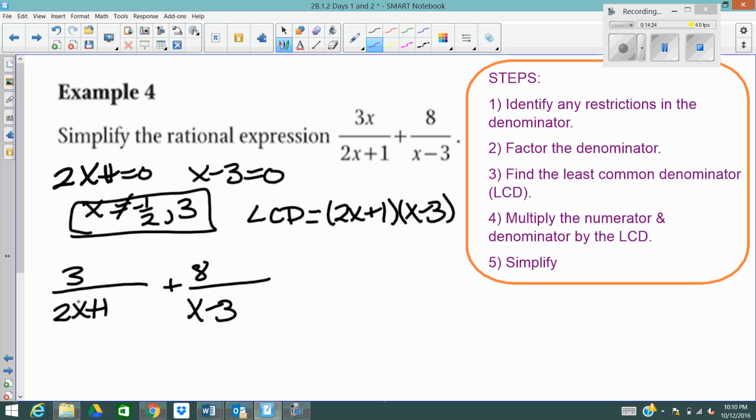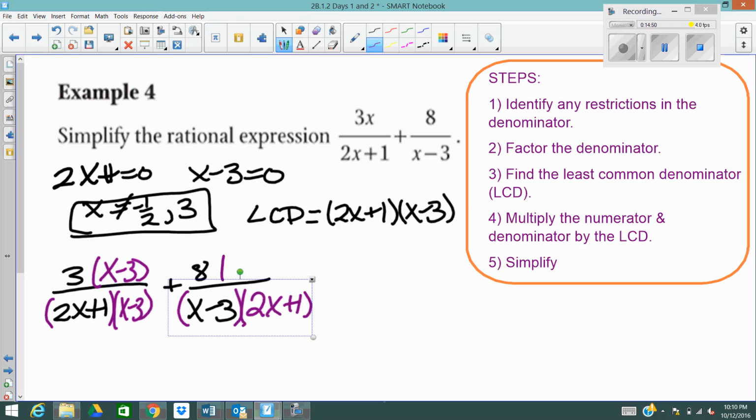Now 3 over 2x plus 1 has the 2x plus 1, but what it does not have is the x minus 3. So I'm going to multiply that fraction by x minus 3 over x minus 3. So now I have my common denominator. 8 over x minus 3 has the x minus 3, but it does not have the 2x plus 1. So I'm going to multiply my numerator and denominator by 2x plus 1.